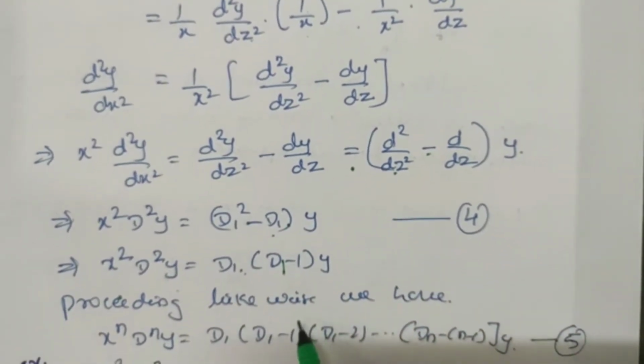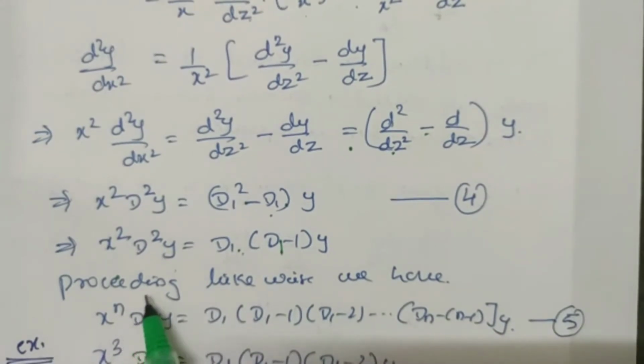Proceeding likewise, we get x to the power of n D raised to n y is equal to D1 into D1 minus 1, D1 minus 2, etc.